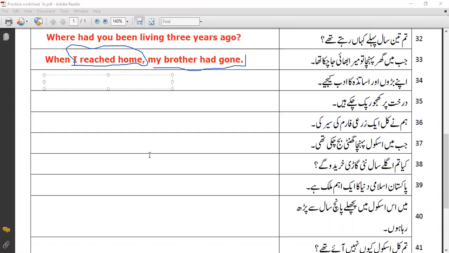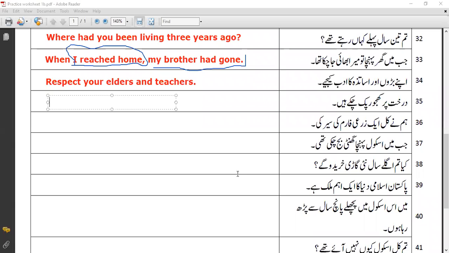अपने बड़ों और असातिज़ा का अदब कीजिए. A little bit of changes here. The similar sentence was done yesterday. Okay, and it's an imperative sentence. You don't have to see the tense over here. It's an order. So you would say respect your elders and teachers. Got it? Respect your elders and teachers. Okay.